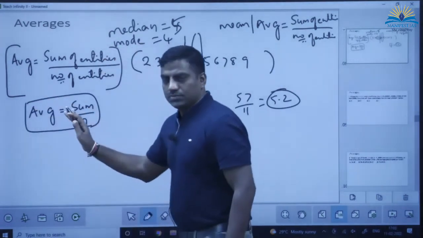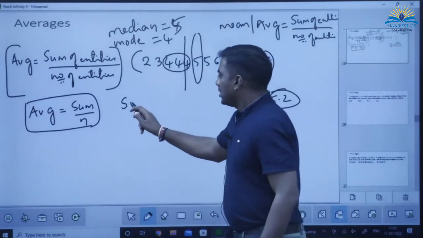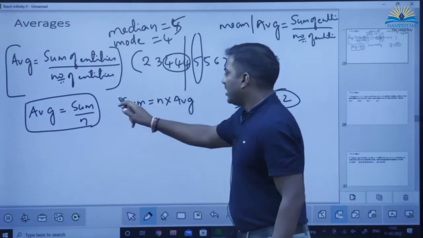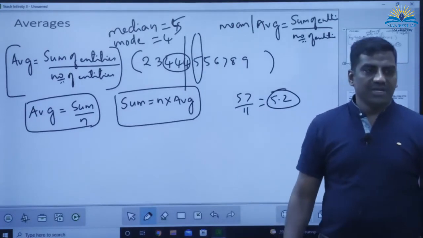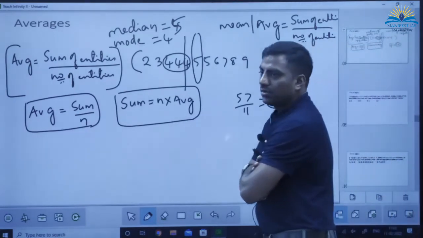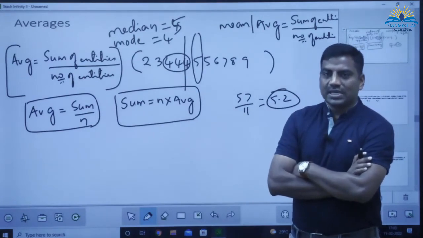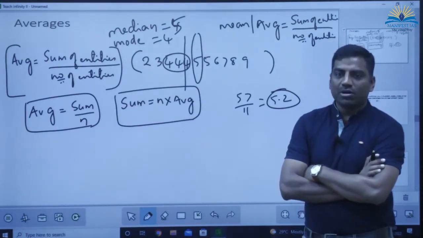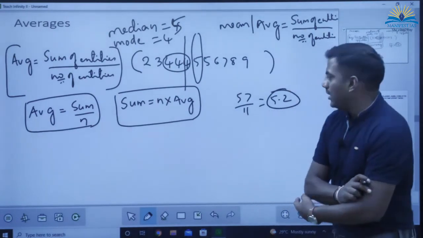Out of these 3 values, if they give any 2, can we find out the third one? Sum is equal to n into average. In our minds, while we are reading these questions, if they give average, suddenly our mind should calculate sum. If they have given sum, suddenly our mind should calculate average. That is how our mind should work.